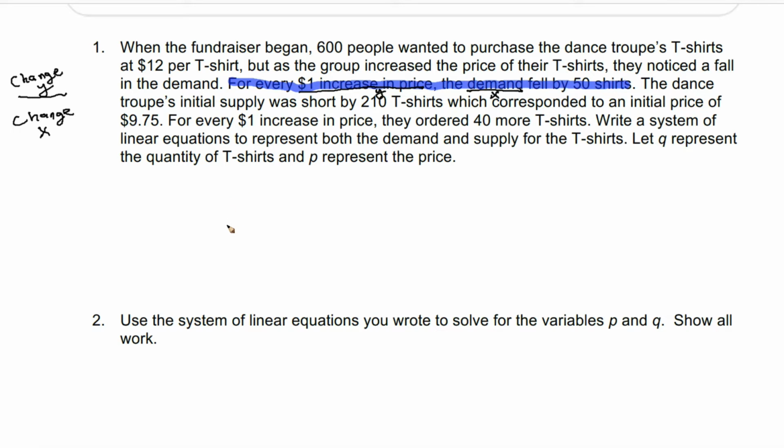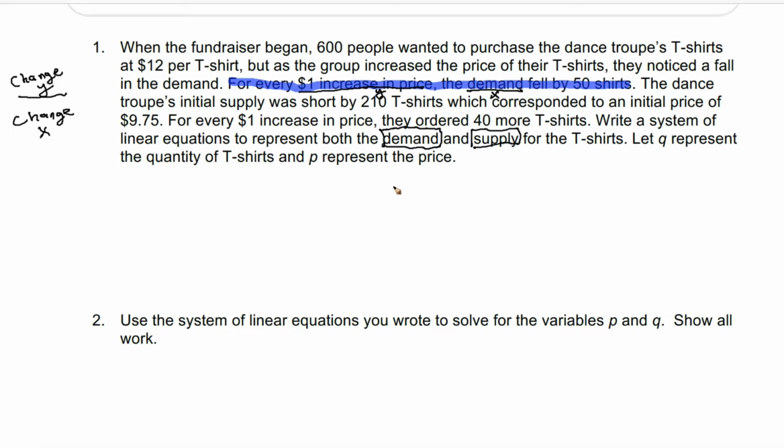The dance troupe's initial supply was short by 210 t-shirts, which corresponded to the initial price of $9.75. For every $1 increase in price, they ordered 40 more t-shirts. Write a system of linear equations to represent both demand and supply. So we've got two equations, one for demand, one for supply, for the t-shirts. Let Q represent the quantity of t-shirts and let P represent the price. And that matches the graph. P is the price, Q is the quantity.